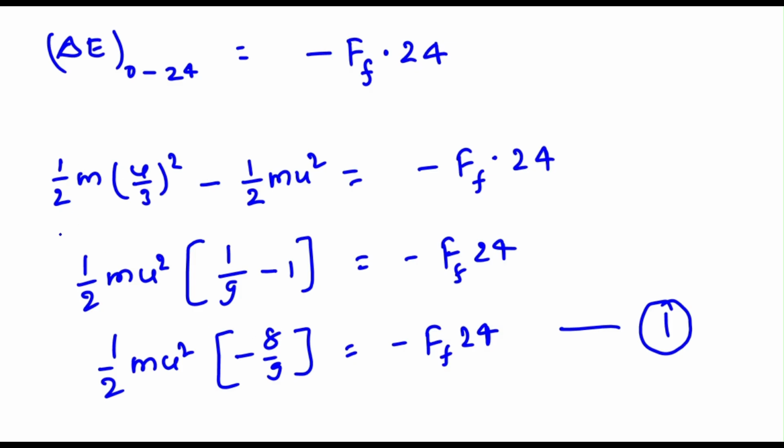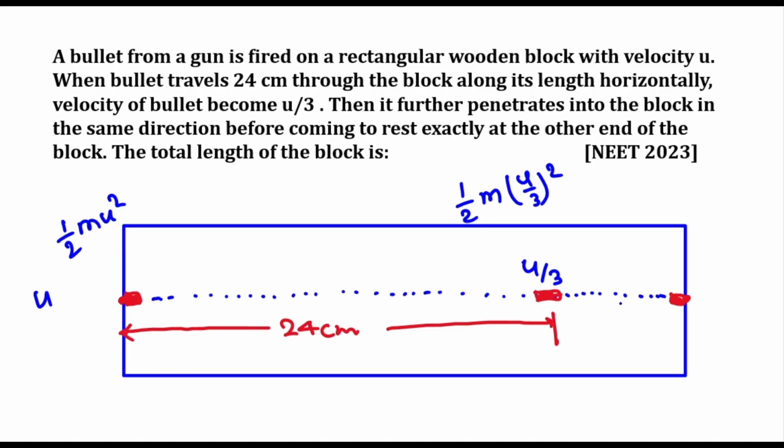Now, in the second case, we have to find out till the end, from here to here. Let's say this entire length, the length of the wooden block, is L. So change in kinetic energy, we are going to proceed in the same way. Final kinetic energy is 0, as it has been said that the bullet stops at the end. Minus initial kinetic energy 1 by 2 m u square should be equal to minus of friction force times the length of this block, which is L. Okay, then this is L. Let's say this is equation 2.